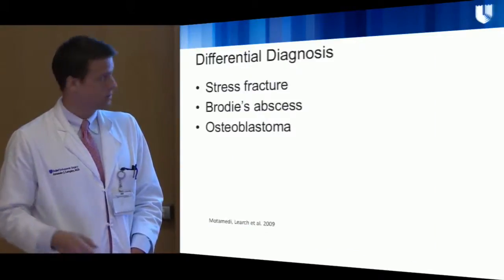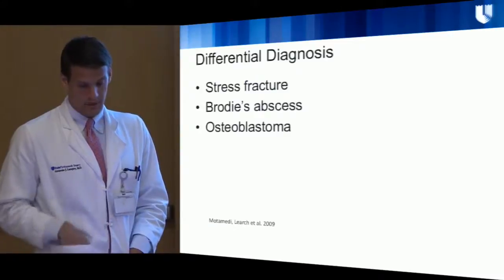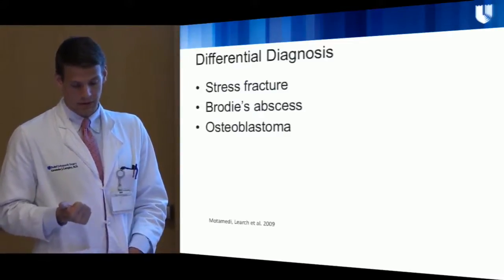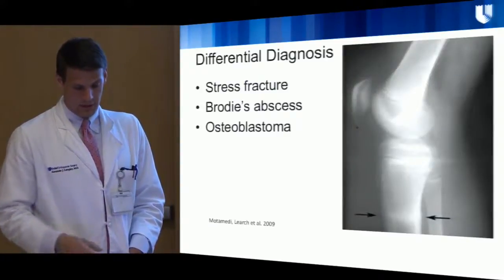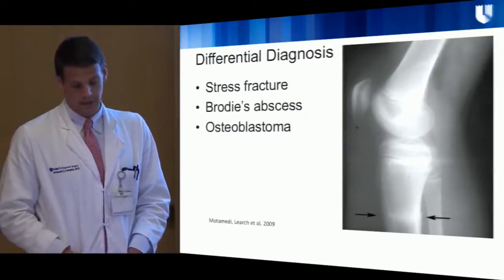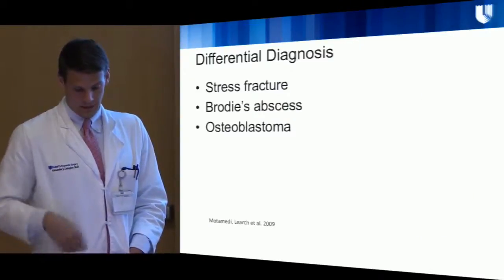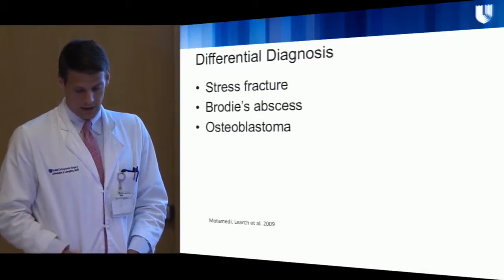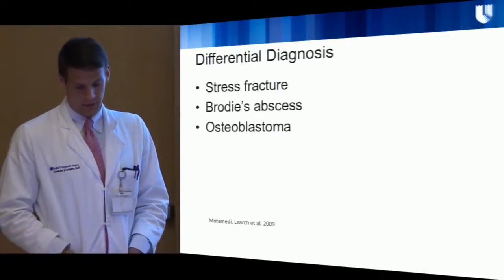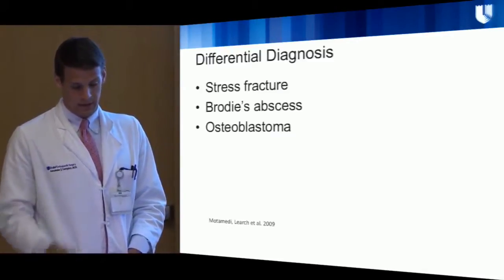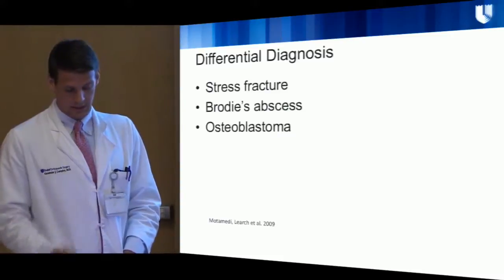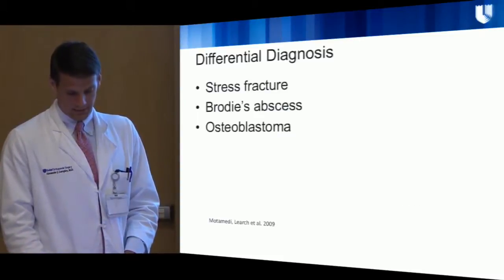Thinking about the differential diagnosis, there are really 3 major ones. Stress fracture, where you can see that sclerosis, but you normally don't have the nidus. Brodie's abscess, where again you can have the sclerosis, and sometimes the nidus. Bone scan can sometimes help you differentiate, as Brodie's abscess normally doesn't have the double density sign. Then osteoblastoma.